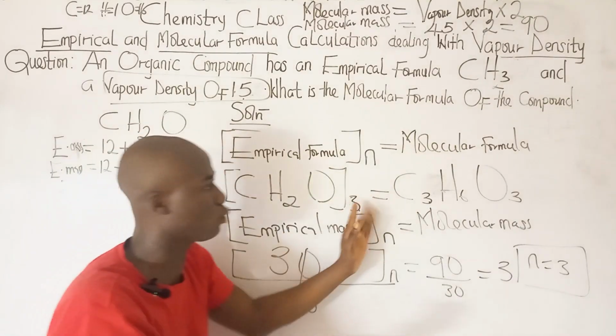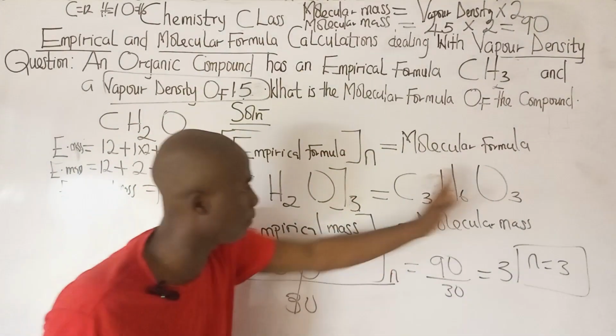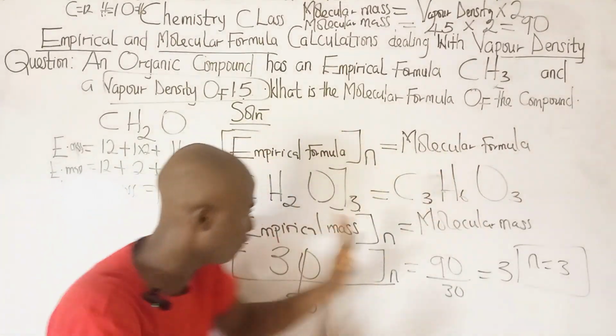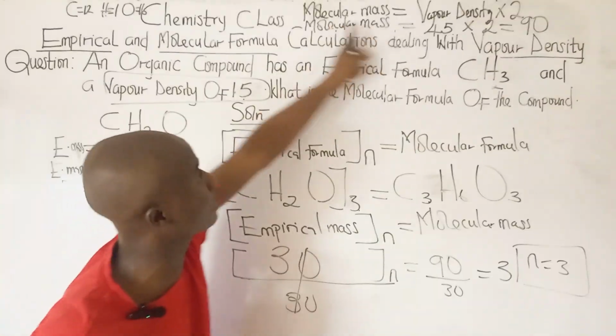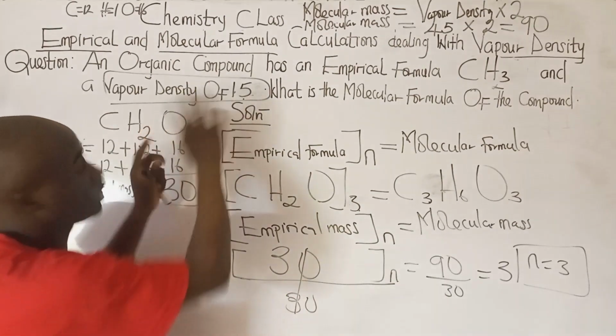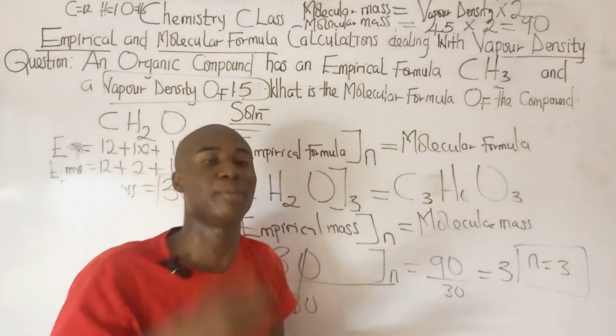You put it there, is equal to, you write your n. Just follow the steps and make a question mark here, because this is what you are looking for. Follow through these steps. First of all, get your molecular mass with the vapor density given in the question, which is 15. I don't want to say much. I know you can be able to solve it.